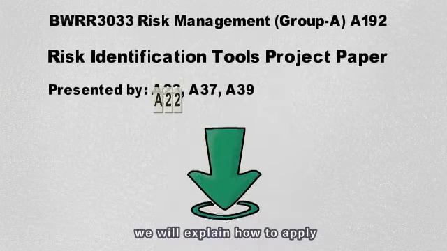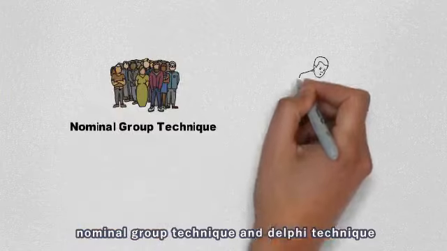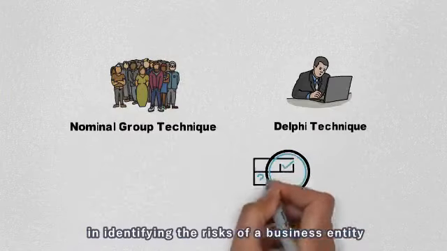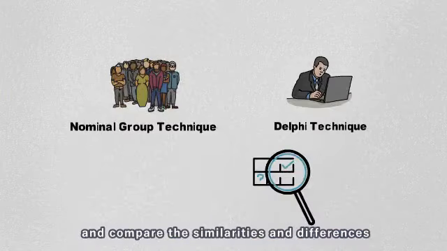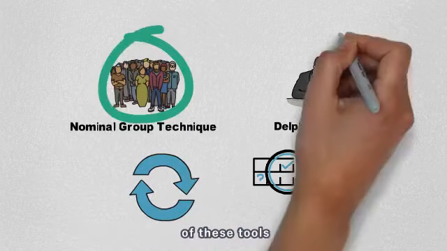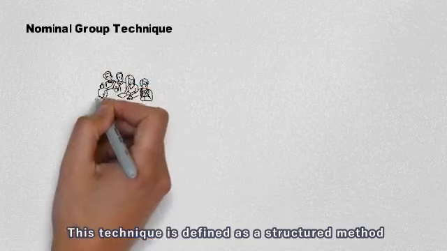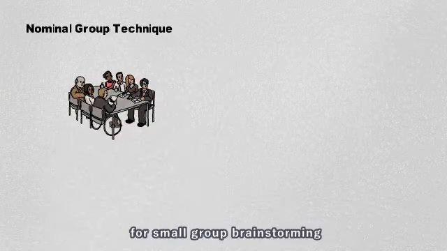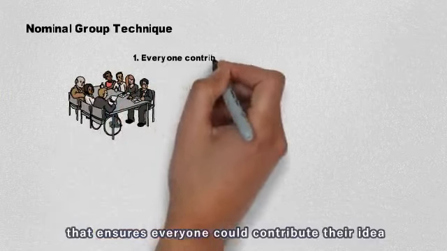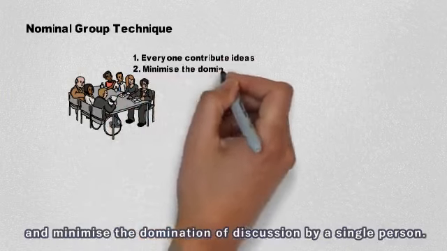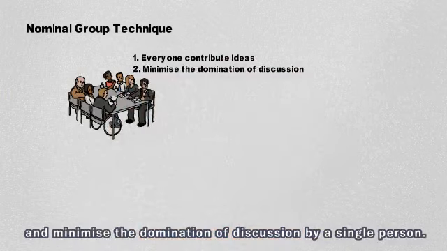Today, we will explain how to apply nominal group technique and Delphi technique in identifying the risks of a business entity and compare the similarities and differences of these tools. Nominal group technique was originally developed by Delbecq and Van de Ven. This technique is defined as a structured method for small group brainstorming that ensures everyone can contribute their ideas and minimizes the domination of discussion by a single person.